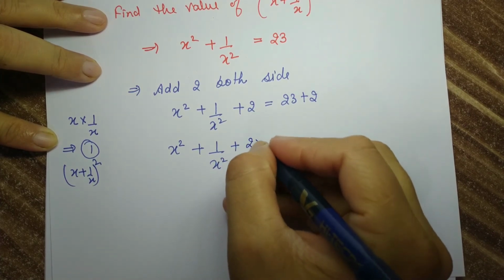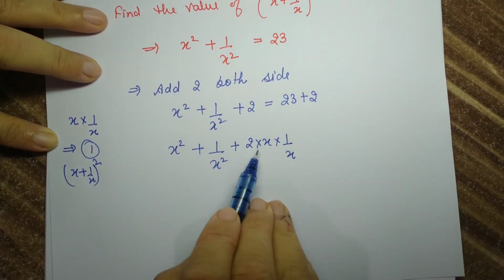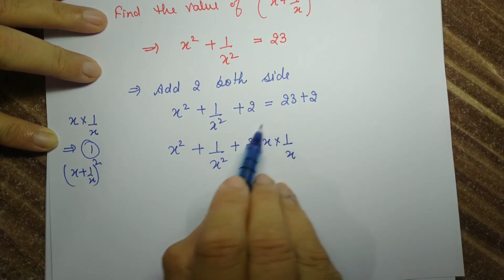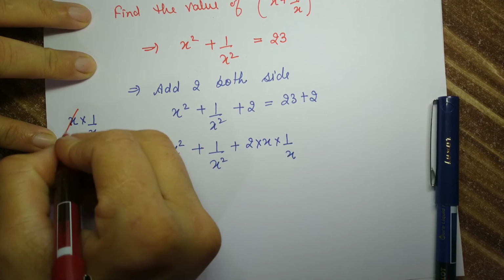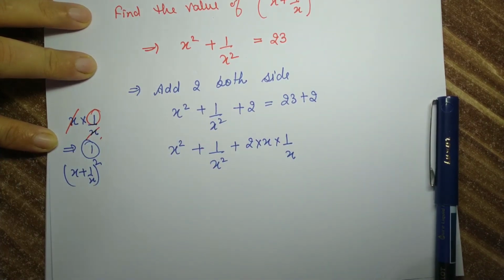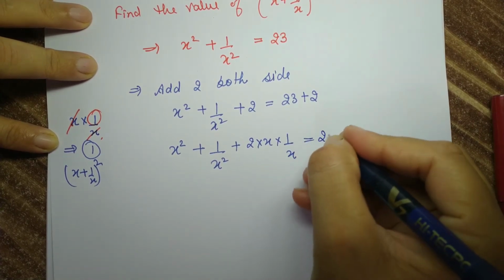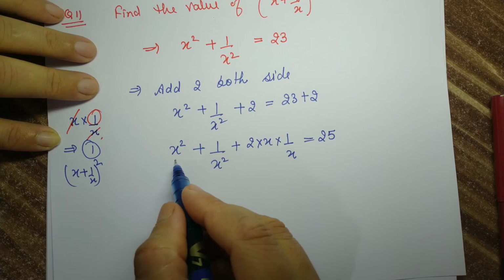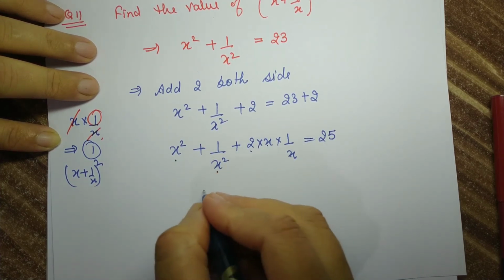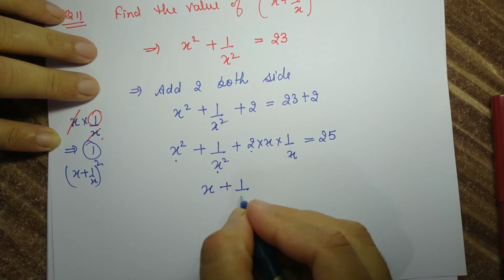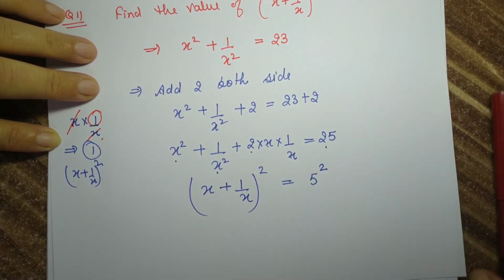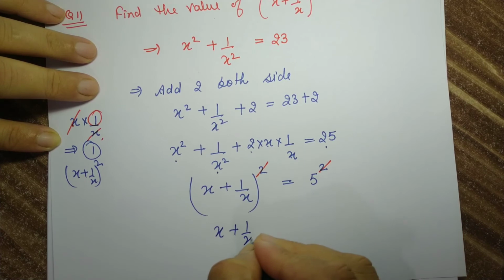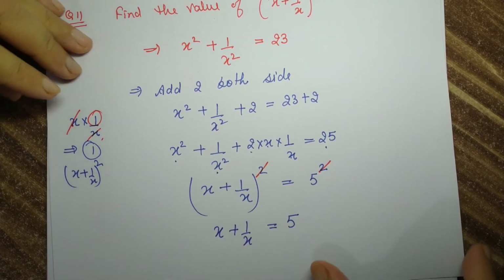Okay. Now 2 multiply x multiply 1 by x. If the same number we multiply and the same number we divide, the effect is 0. It doesn't affect the question. How? Let's see here. Same number multiply, same number divide, it cancels. What will remain? 1. And any number multiplied with 1, the answer is the number itself. Now here it is 25. So it's like the formula a square, 2ab and b square. So we can write here (x plus 1 by x) whole square, and it's 25. 25 is 5 square, and power cancels power. Now what is the value of x plus 1 by x? That is 5.